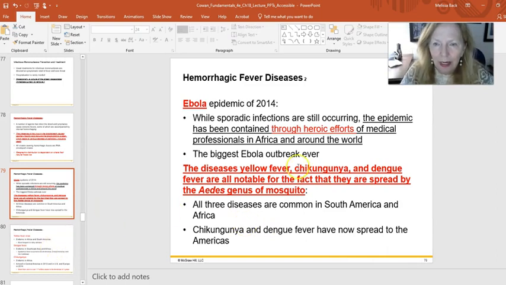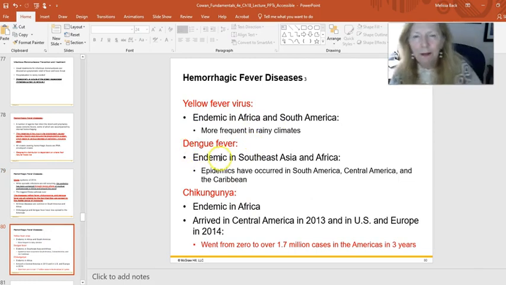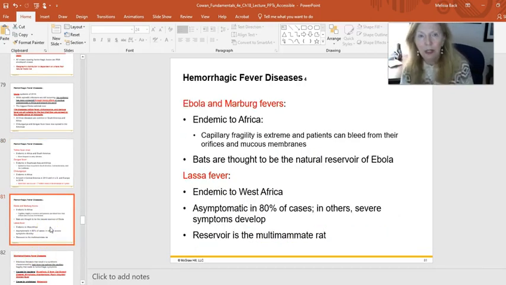But anyway, there are others as well that are hemorrhagic. Yellow fever, chikungunya, this is one. Dengue fever is another one. And the ones that we're seeing here are spread by mosquitoes. So yellow fever, Africa and South America, dengue fever, Southeast Asia and Africa, chikungunya, this is endemic in Africa. So we think about them by regions.